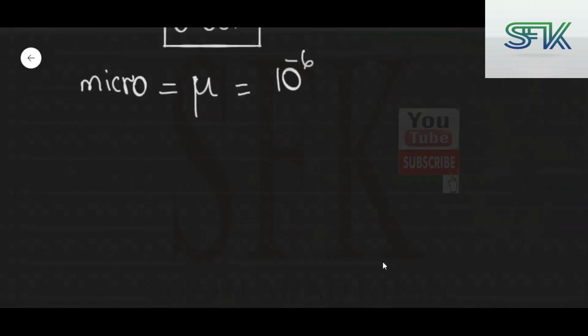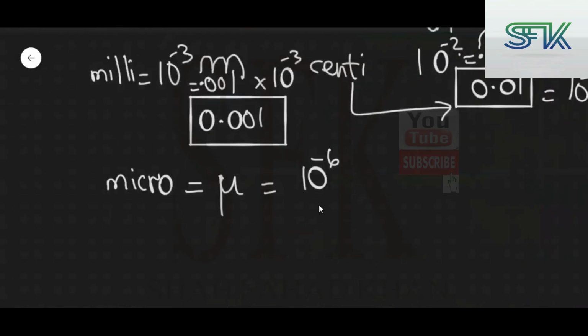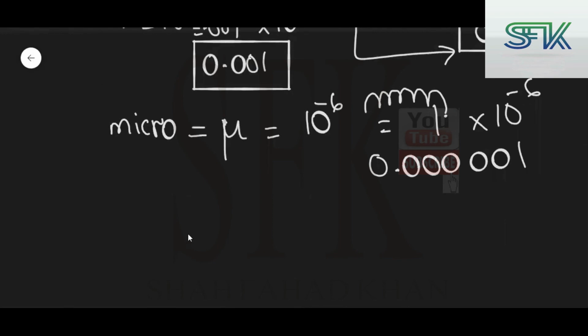Anyways, now micro is 10 raised to the power of minus 6. It actually means that 1 is being multiplied by 10 raised to the power of minus 6. Again, the decimal which is in front right over here will go back by 6 digits. 1, 2, 3, 4, 5, and 6. So there are 5 empty semicircles in front of the one on the left hand side. So the number becomes 0.000001.